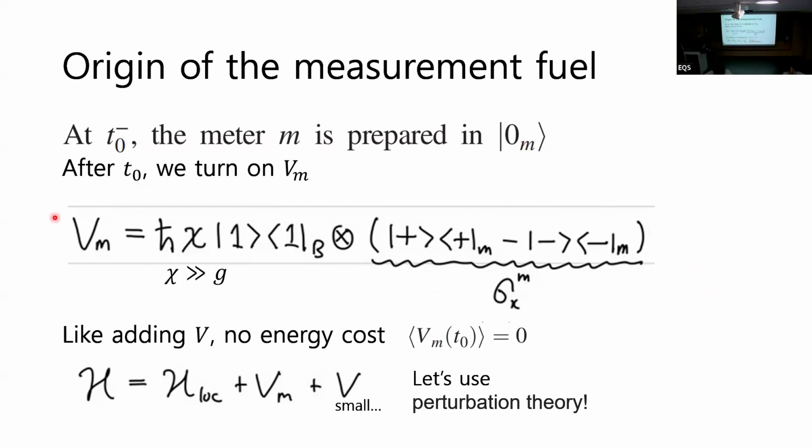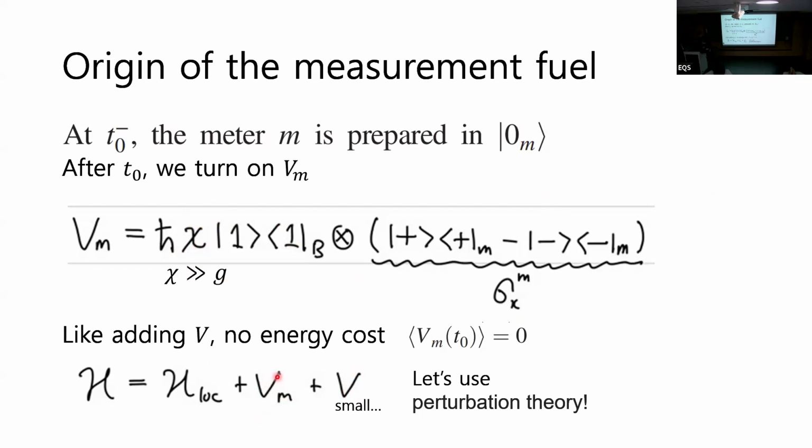VM is just adding this term to the Hamiltonian. And just like before, adding this interaction requires no energy because it is 0. Try the calculation, and you can easily find it is 0. And then since chi is much bigger than g, chi is very big, so g is of order chi.